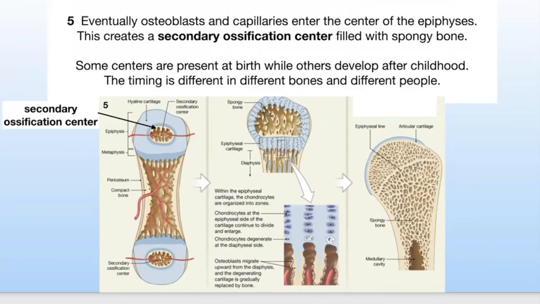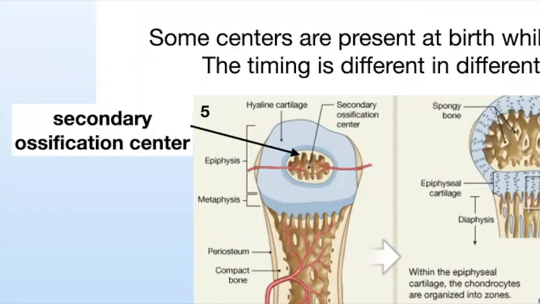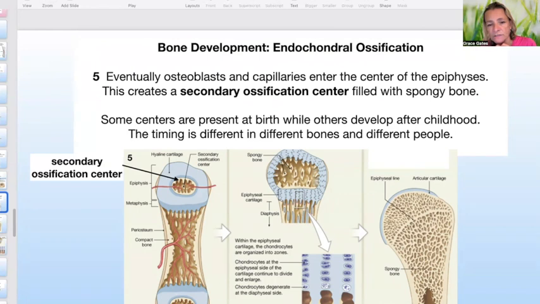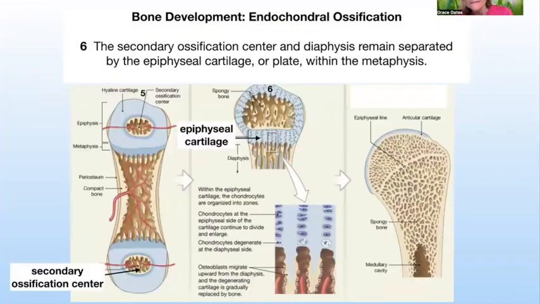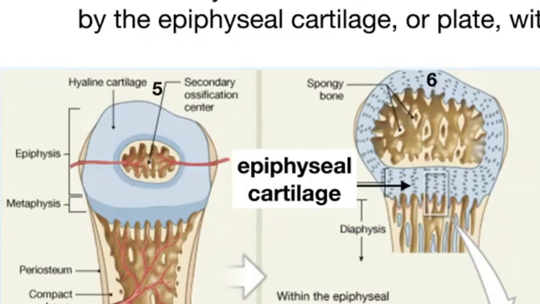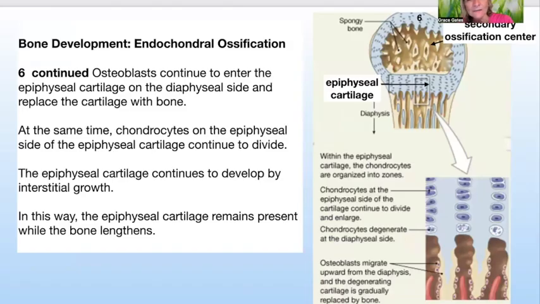5. Eventually, osteoblasts and capillaries enter the center of the epiphyses. This creates a secondary ossification center filled with spongy bone. Some centers are present at birth while others develop after childhood. The timing of development of secondary ossification centers is different in different bones and in different people. Okay, 6, the secondary ossification center and the diaphysis remain separated by the epiphyseal cartilage, also sometimes called an epiphyseal plate, within the metaphysis.